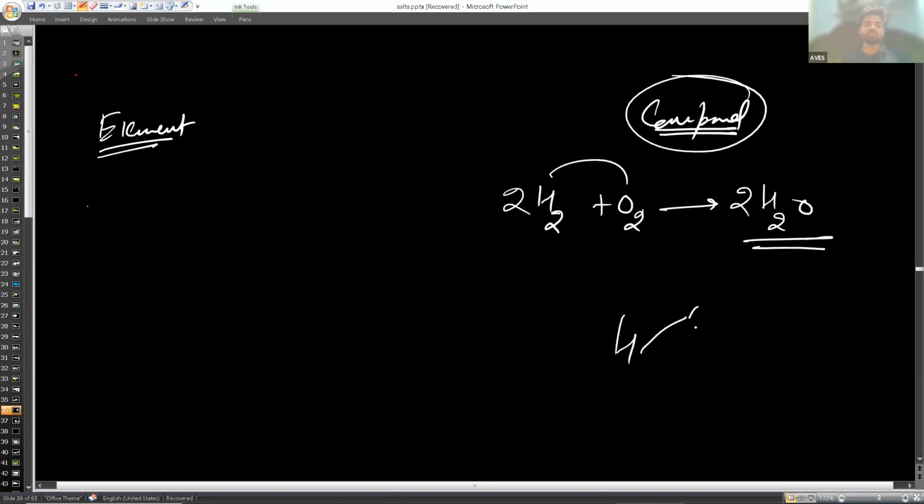This is the water molecule, which has two different kinds of atoms, and they are chemically combined together. They cannot be separated by a simple physical method, but a new substance can be formed from this water. Hydrogen and oxygen can be formed when you pass electricity.